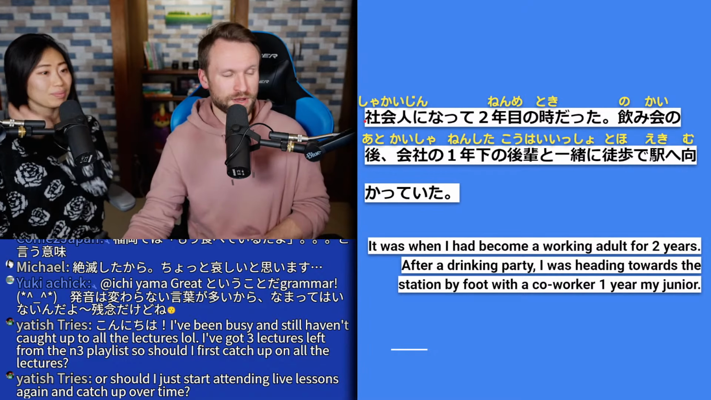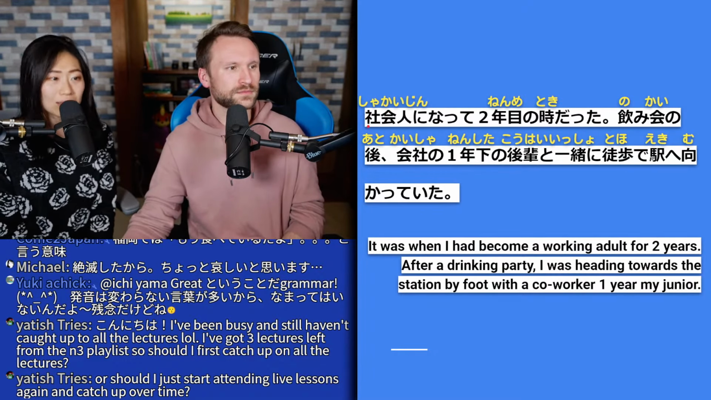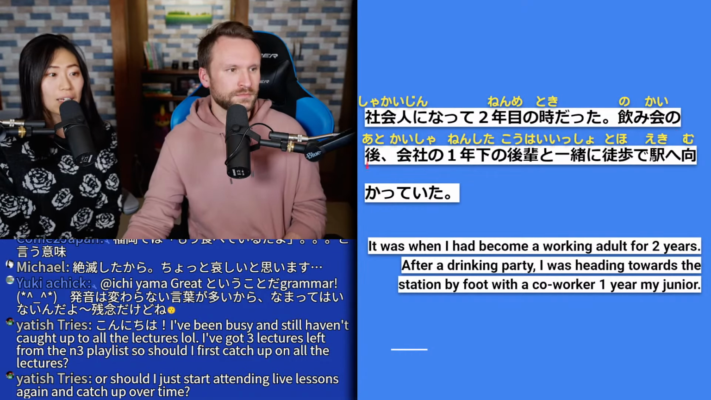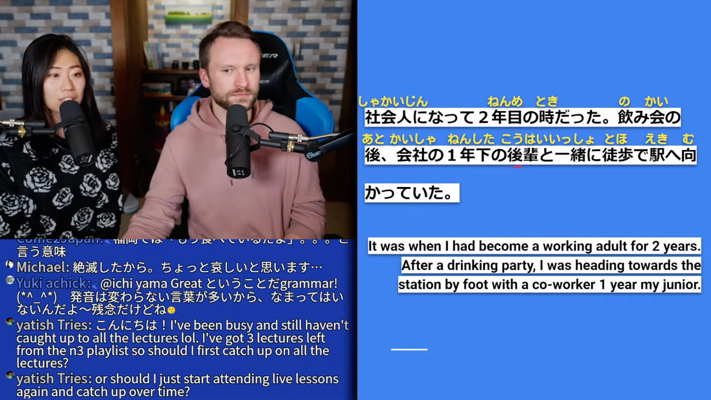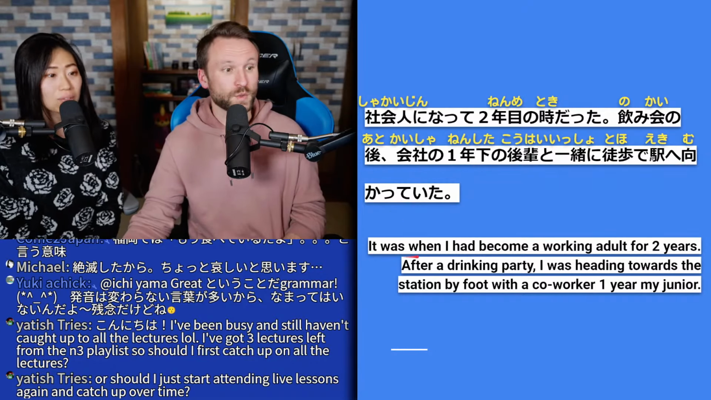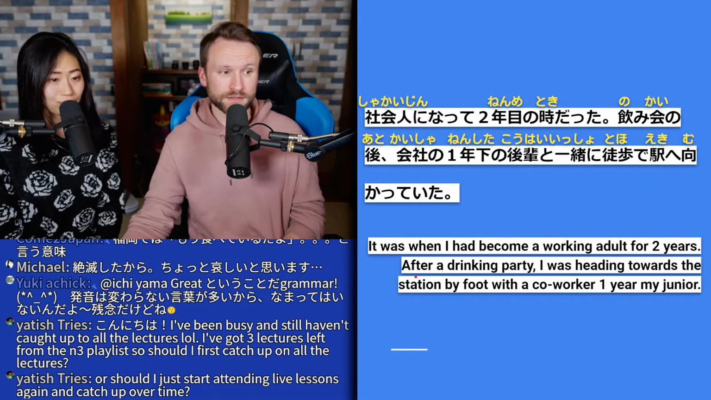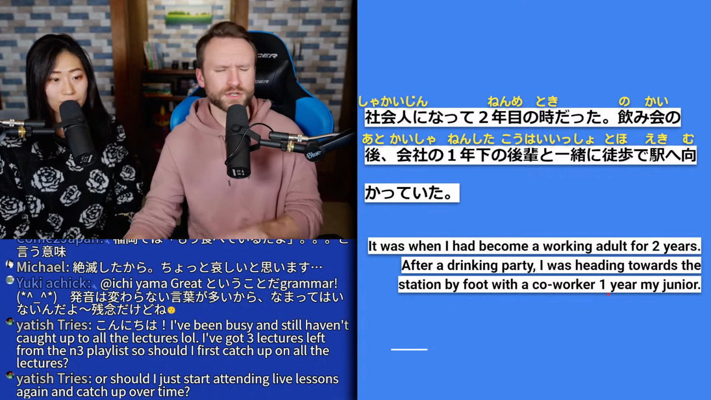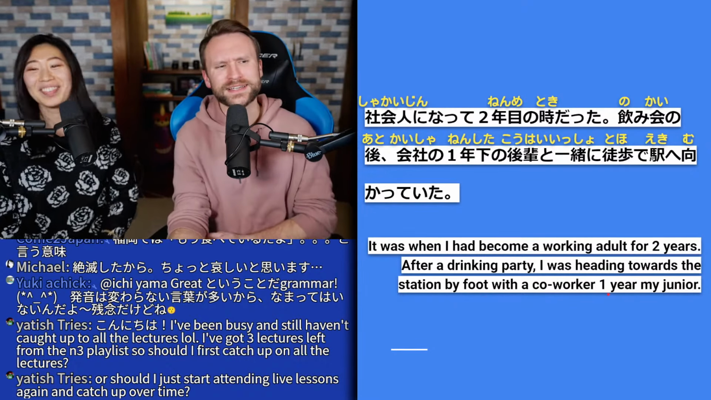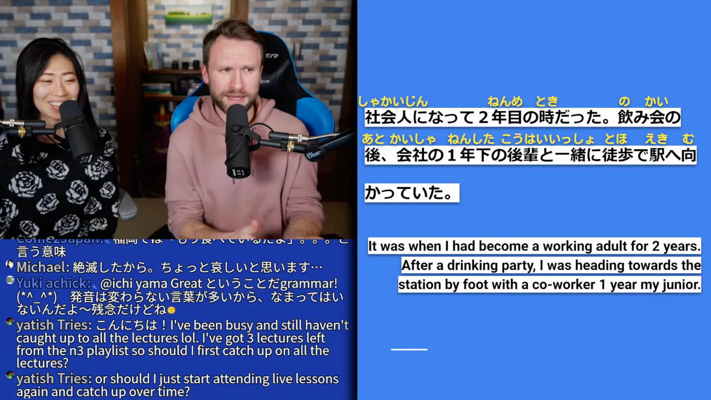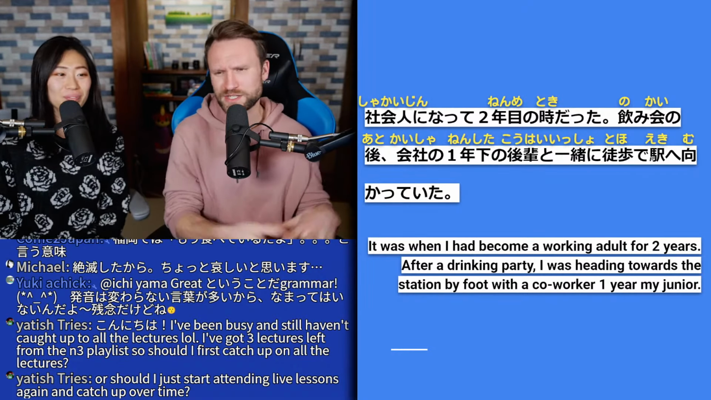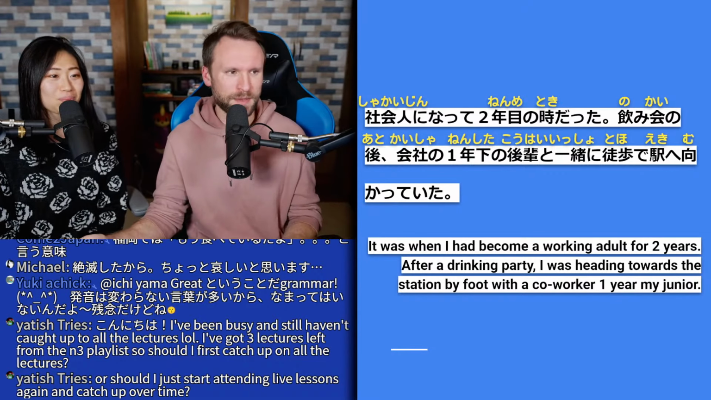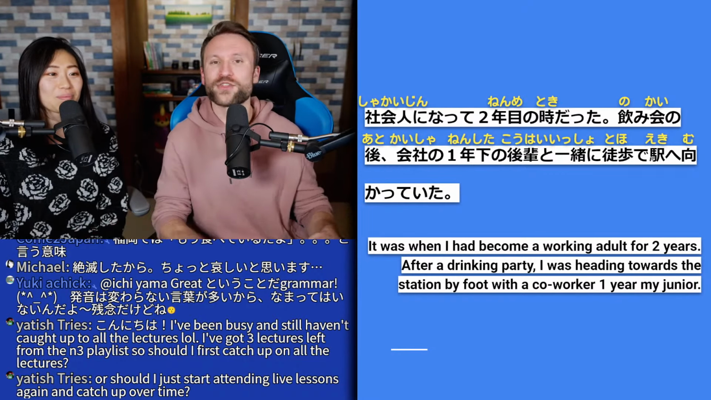All right, we're going to go at full speed on the next page, so let's go ahead and break this one down together. So it was when I had become a working adult for 2 years. After a drinking party, I was heading towards the station by foot with a coworker, 1 year my junior. So there's some weird English going on here, but that's because I decided to be a little bit more literal than I usually am with words like senpai and kohai, which we don't use when we're referring to people we work with or go to school with, but I threw them in the English anyway.